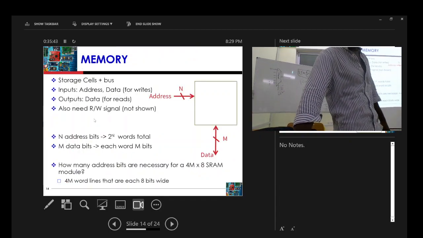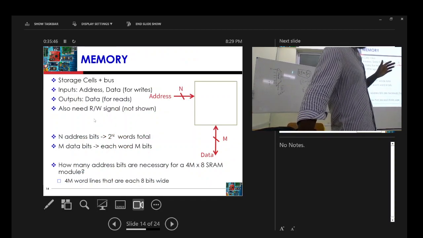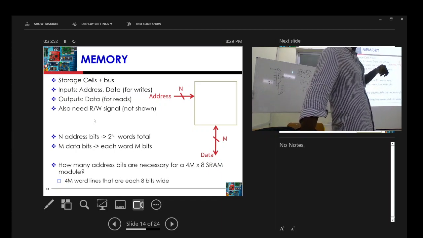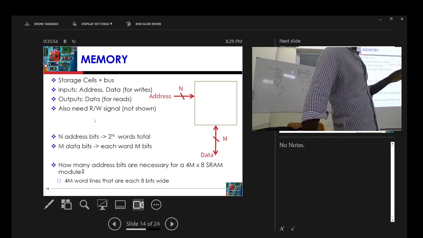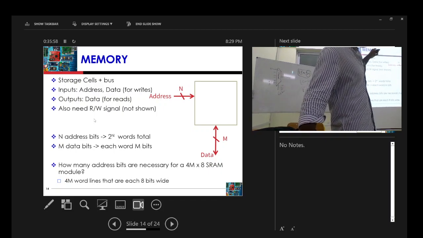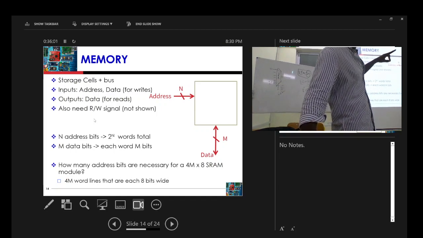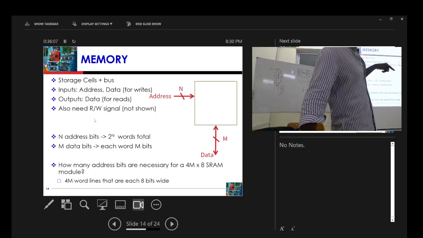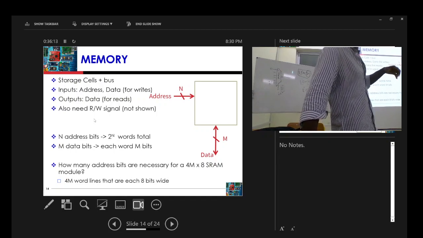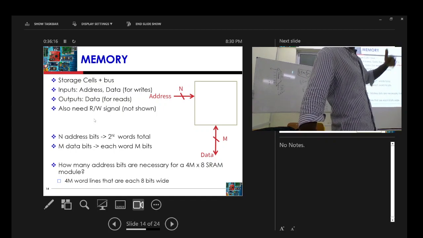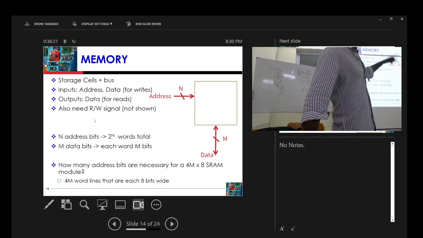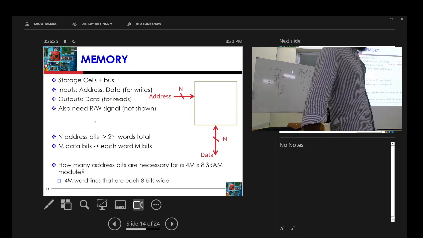Let's see the architecture of the memory. This is the input and output of memory. All you need in memory is an address and data. As you can see, the address has a width of N. The address is single port, which means it's only an input. But the data is a dual port, or bi-directional, port. So you can pass data through there to be stored in the memory, and you can also read data from that same line. Do you understand?